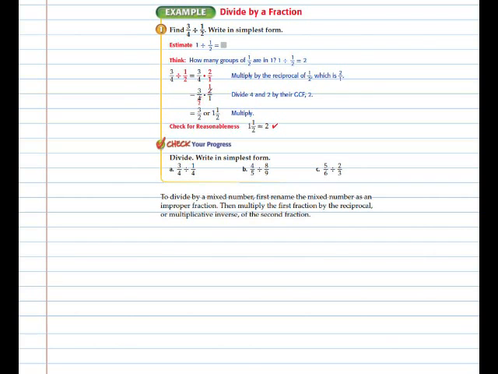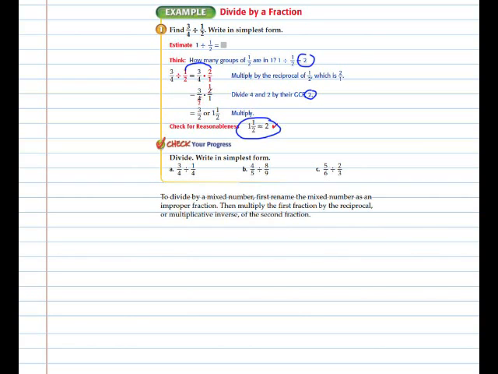Three-fourths divided by 1/2. My estimate, 3/4 divided by 1/2. How many groups of 1/2 are in 1? There are 2, so my estimate is 2. I take my original expression, 3/4 divided by 1/2, rewrite it as 3/4 times the reciprocal of 1/2, which is 2 over 1. I then simplify the 2 and the 4 by dividing by the common factor of 2. I then multiply numerator times numerator, denominator times denominator. I get 3 over 2, which I rewrite as the mixed number 1 and 1/2. My estimate of 2, clearly in agreement with my exact answer of 1 and 1/2.